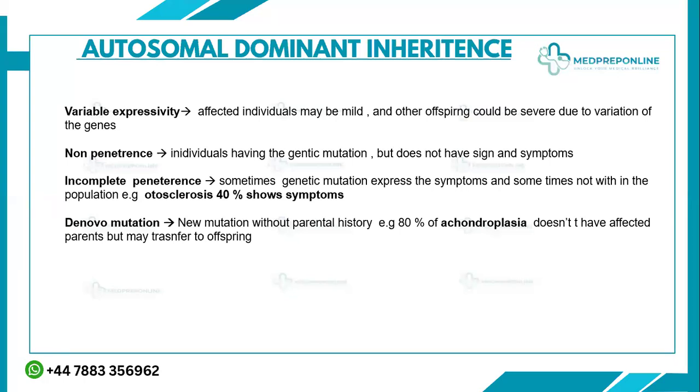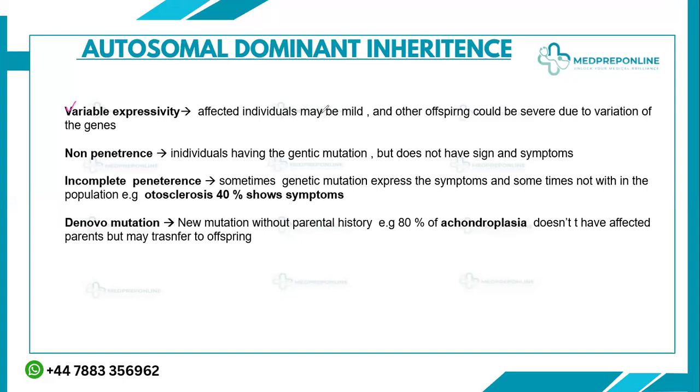There are some differences between both of them, but let me tell you this one. Variable expressivity. What do you mean by variable expressivity? An affected individual may be mild and another offspring could be severe due to variation of the genes. So we know that if we are talking about autosomal dominant inheritance, half of the children will be affected and half of the children will be non-affected.